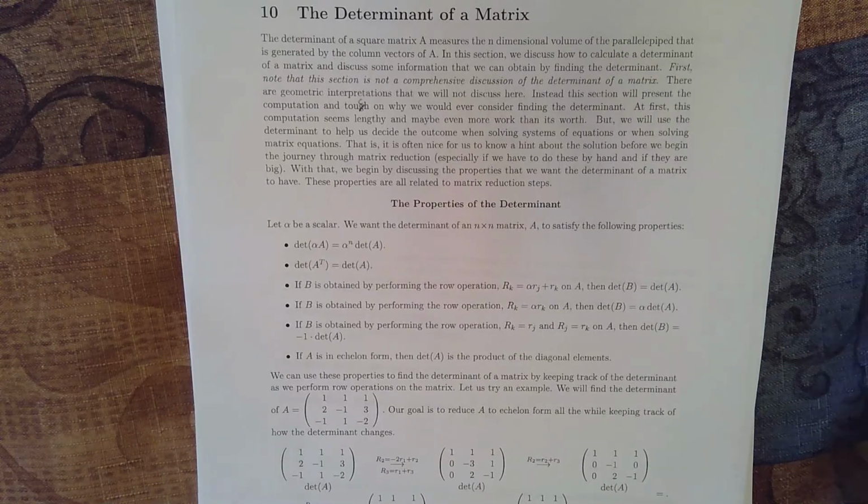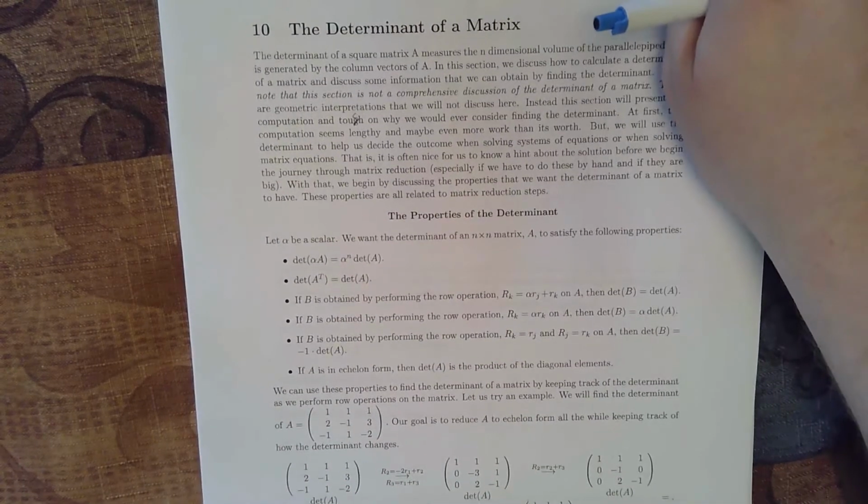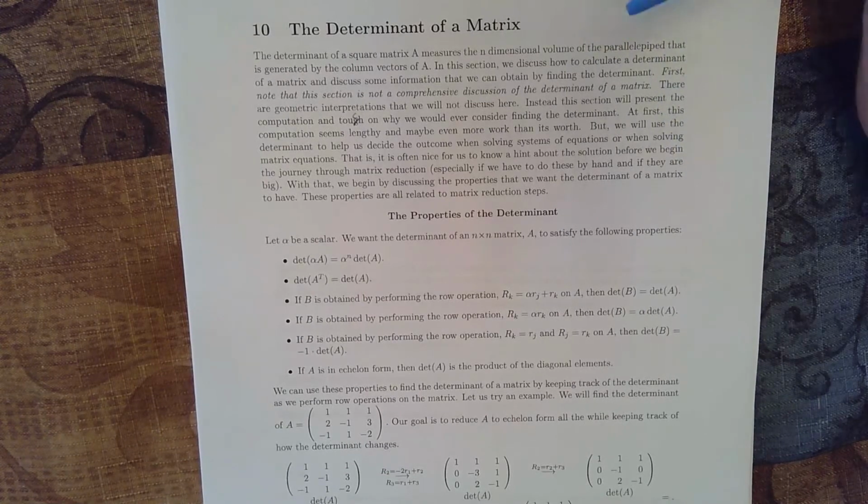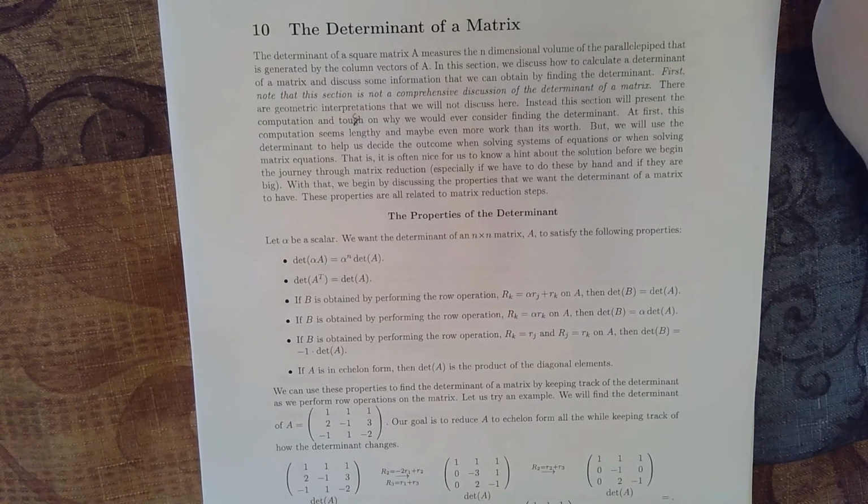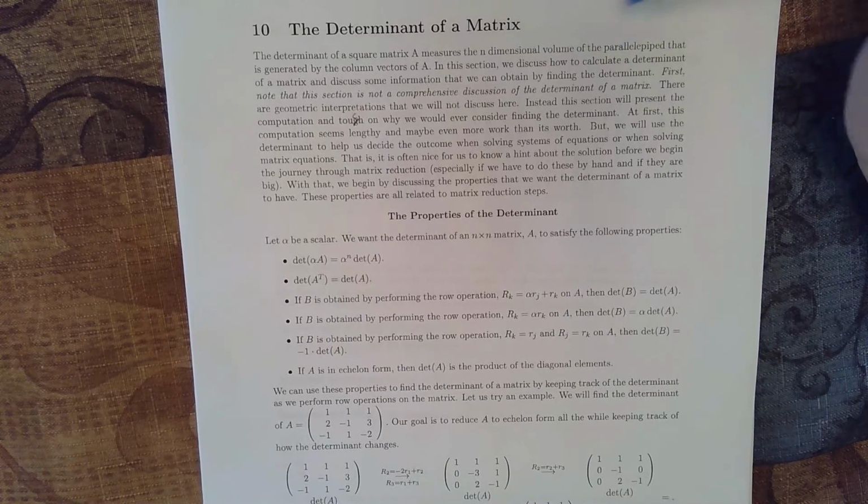All right, we're going to kick this week off with a discussion on finding the determinant of a matrix. So the determinant of a square matrix is going to measure the n-dimensional volume of the parallelepiped that is generated by the column vectors of A. If none of that sounds familiar, it's because we're not going to spend a whole lot of time talking about the geometric interpretations of what a determinant is.